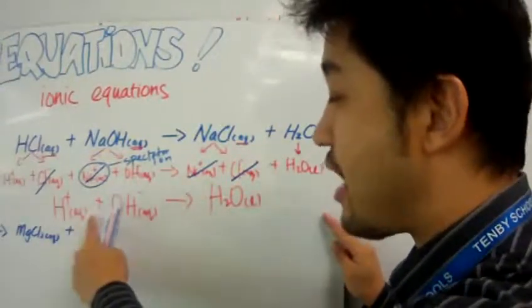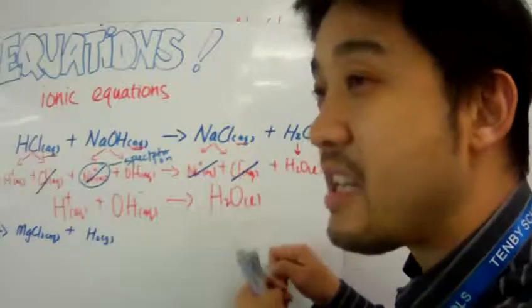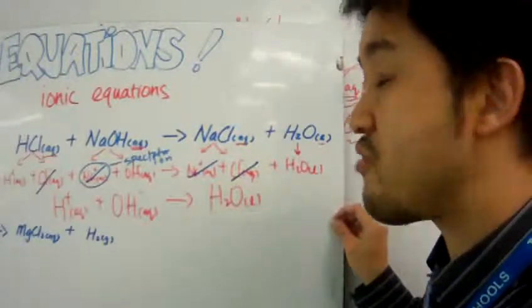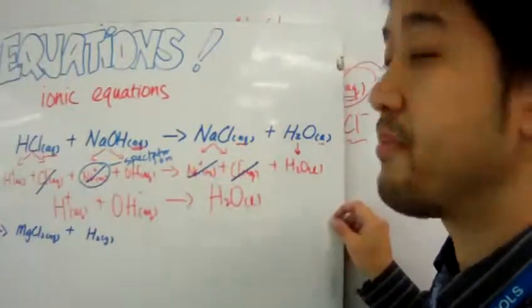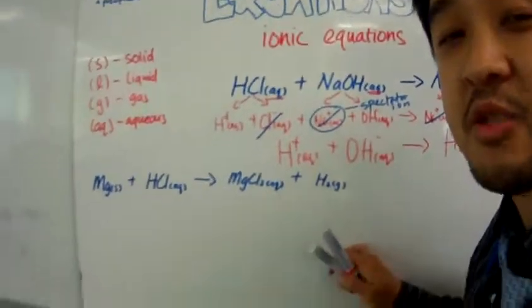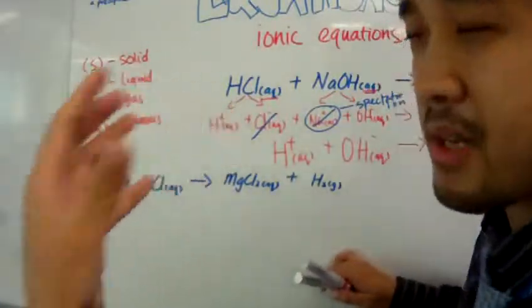So hydrogen ion plus hydroxide ions, when these two ions collide in the solution, boom, it forms water molecules, and the water molecules just remain in the solution like so. Great. Next example. We have another displacement reaction, this time involving magnesium metal, maybe a magnesium ribbon.